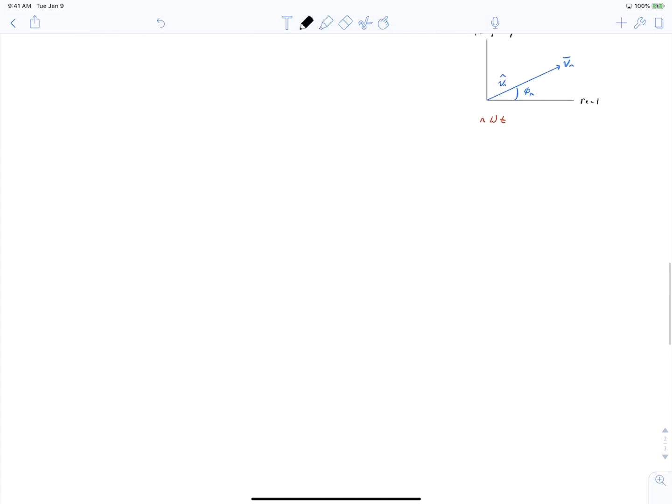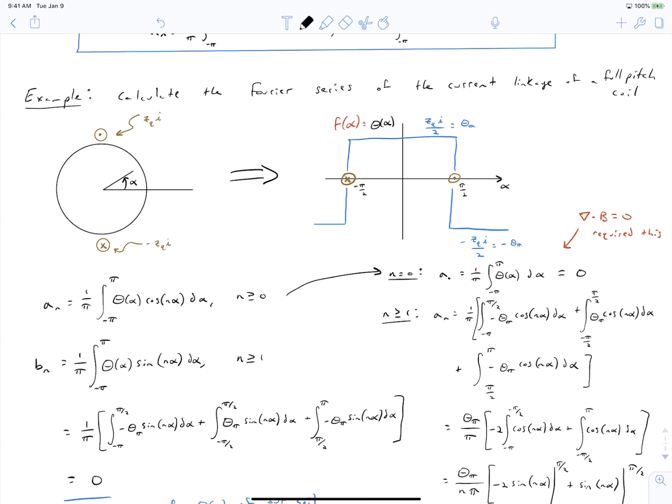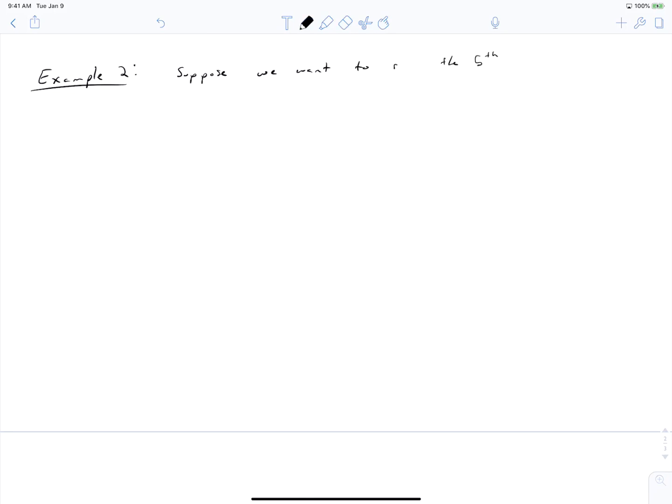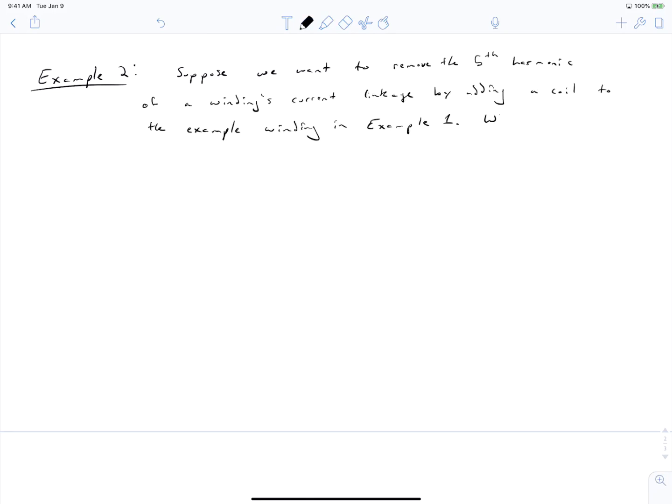Let's consider another example. We'll call our first example example 1, and our new example example 2. Suppose that we want to remove the fifth harmonic of a winding's current linkage by adding a coil. We're going to consider the example winding from example 1. So in example 1 we had a single coil winding. We're going to add a new coil that is angularly displaced. It's rotated from the first coil such that it cancels the fifth harmonic. What should the angular separation be between the coils?